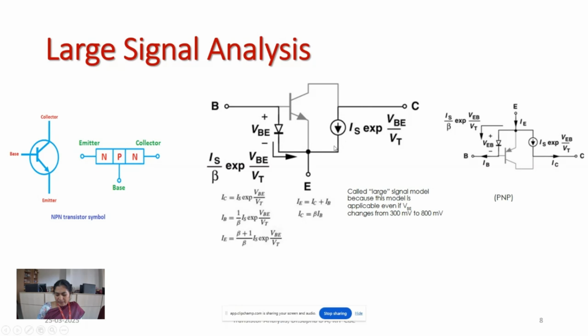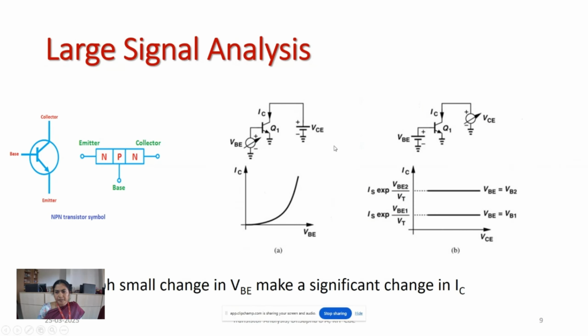So in this particular analysis, we'll change the VBE. With a change in VBE, there's a significant change in the collector current; a small change in VBE itself can make a significant change in the collector current. Similarly, we can also fix VBE, that is, fix the input voltage, and change VCE, that is, the output characteristics, output voltage to output current.